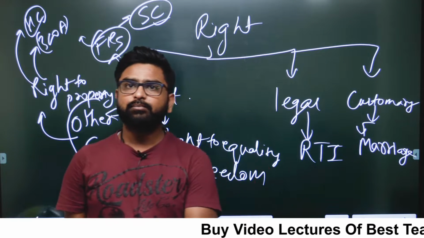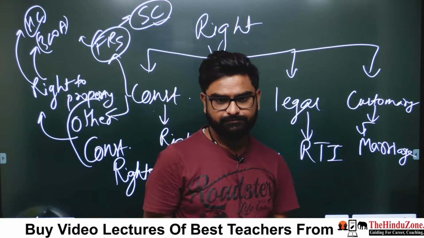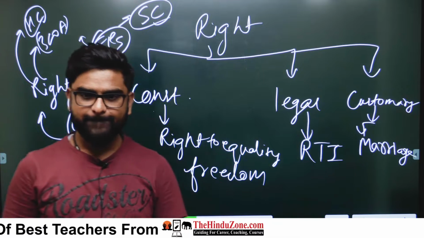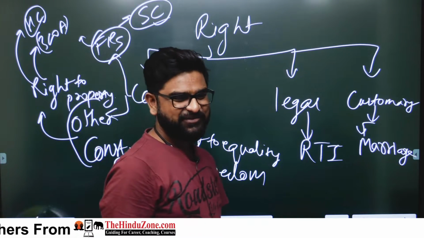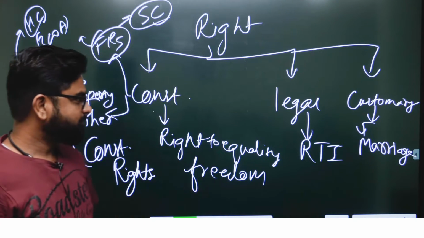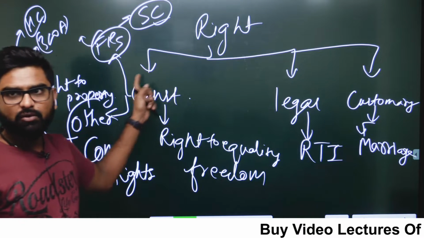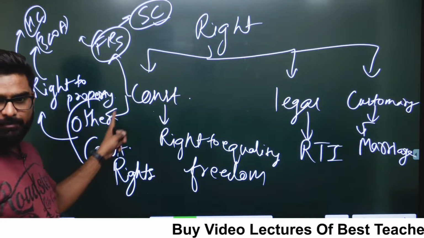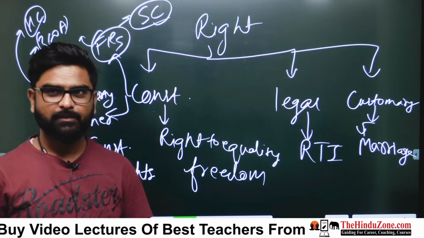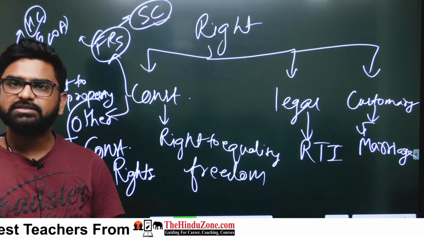Next, put down a subheading. Subheading is classification of rights. Within that, draw this basic thing, then I will dictate each and everything. Rights, and then divide into two arrows: constitutional, and other rights, legal and customary. Then I will dictate. As soon as it is done, please write down.